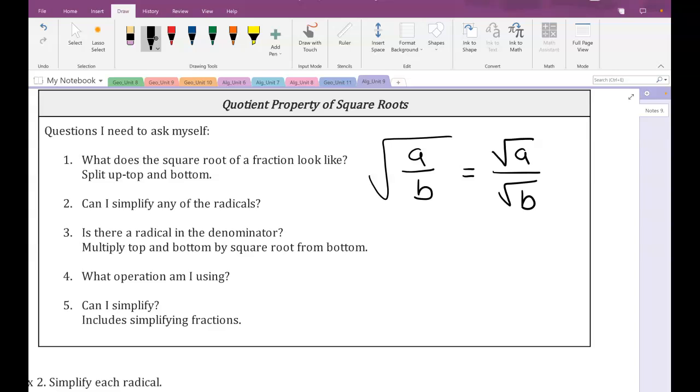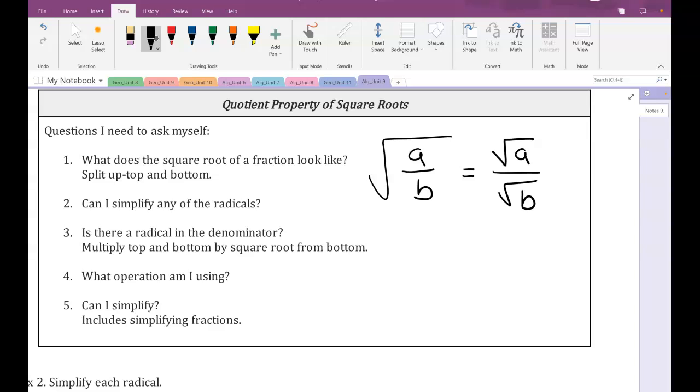So the first question you'll ask yourself is, okay, well, what does a square root of a fraction look like? Well, it looks like the top and the bottom split up, square root of a and square root of b. You're next going to see if you can simplify any of the radicals. If either of these are perfect squares, you want to simplify those right away because that's easy.